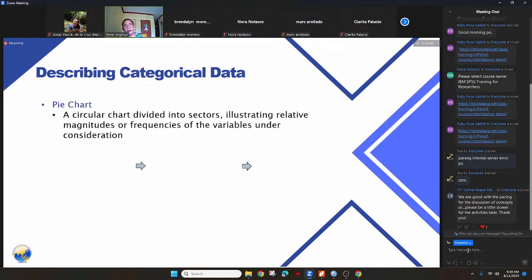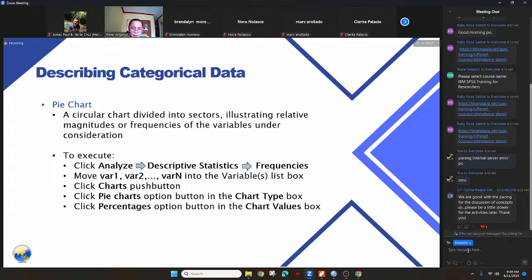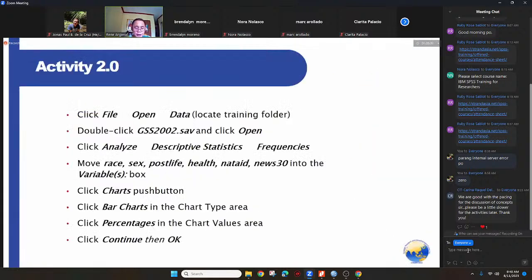And then the pie chart, actually for qualitative data or categorical data, you can also use, instead of the bar graph, the pie chart. So you have basically the same, but for the chart, instead of choosing bar graph, you choose pie chart. And then usually for the pie chart, we should use the percentages, no? Because the pie chart actually presents the percentage distribution.